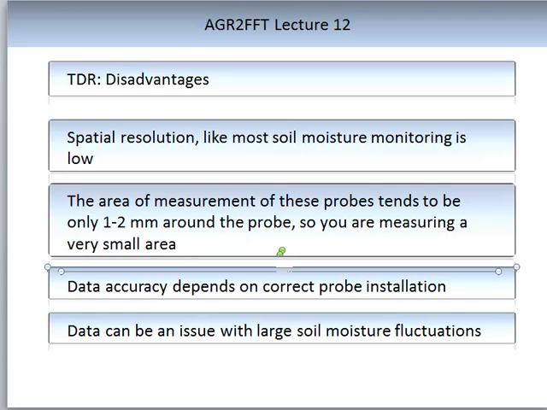If you have soils that experience large fluctuations in soil moisture, i.e. one minute they're very dry and the next minute they're very wet, this can lead to problems in the accuracy of your data, as the movement of the soil can remove contact around the probe. The data accuracy of the probe depends on correct probe installation.